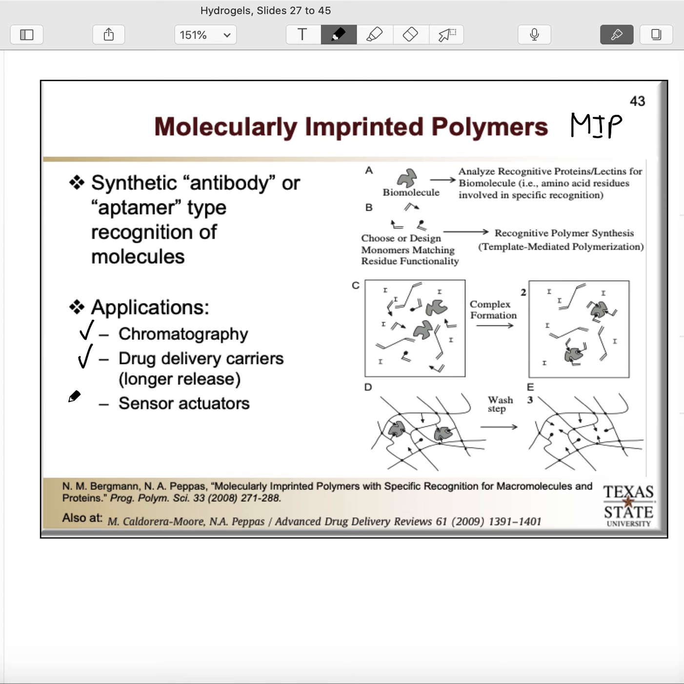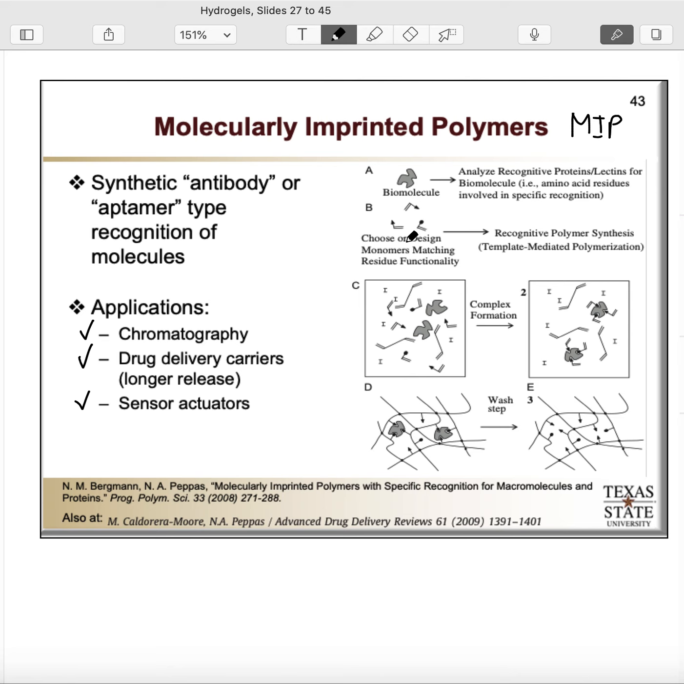Or we could utilize them for sensor actuators, where the affinity between the biomolecule and the polymer network enables us to trap certain molecules and provide some kind of change in the system, such as swelling or shrinking, that then can be utilized for biosensing.